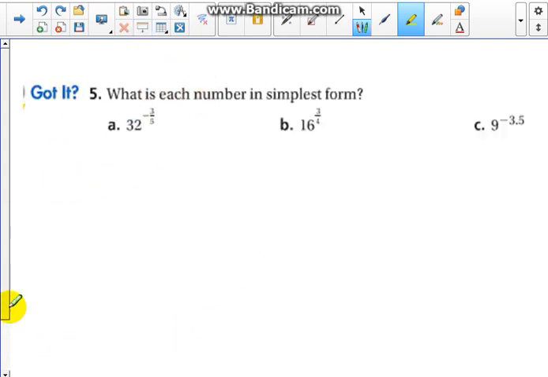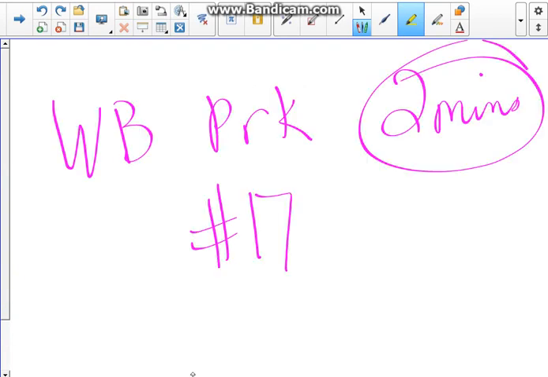Okay, here's some extra practice if you need that. And at this point, we're going to pause and do workbook practice K, number 17. It shouldn't take you but about 2 minutes, so let's pause for 2 minutes.